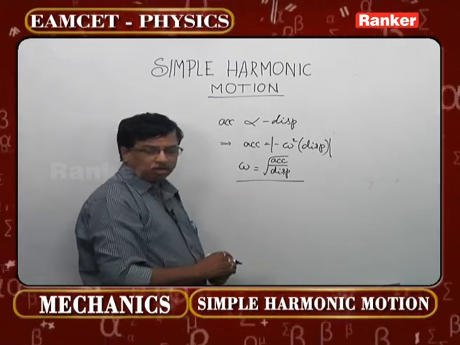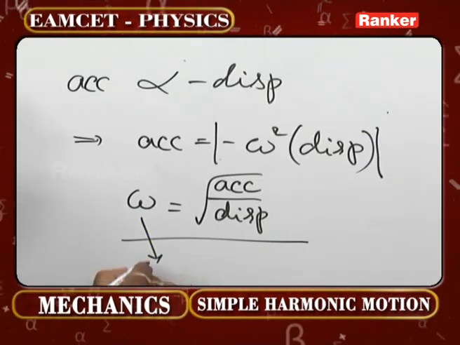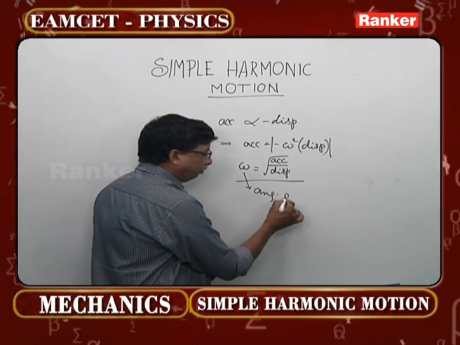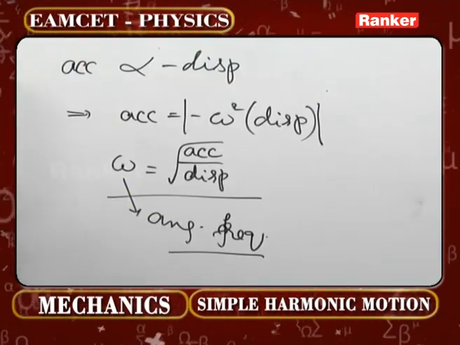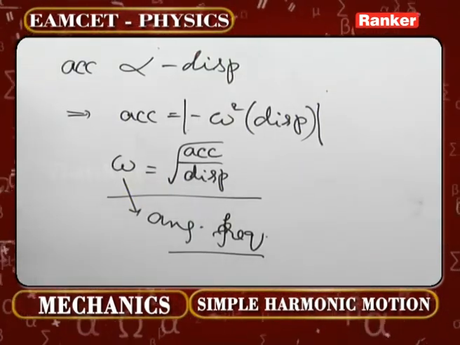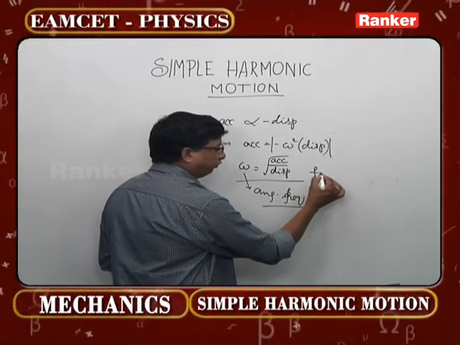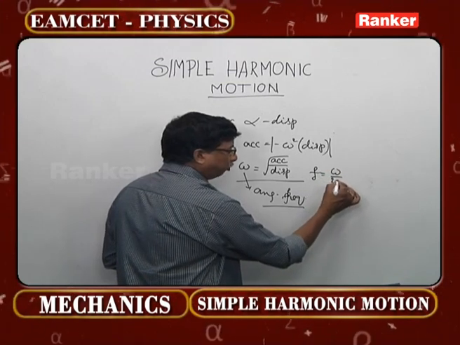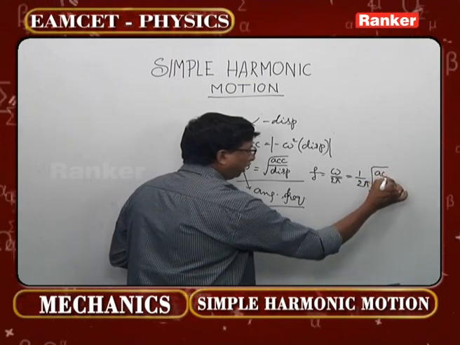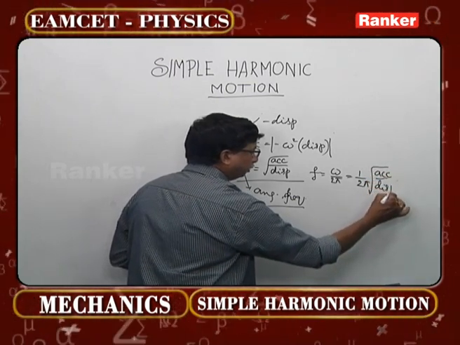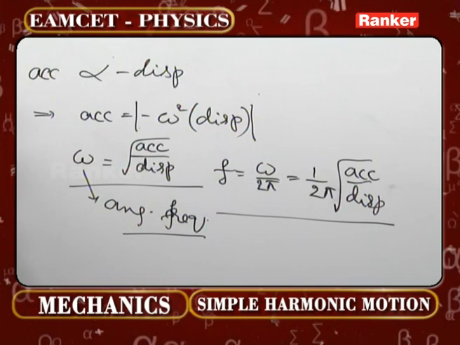What is this omega called? In fact, it is called angular velocity. But in this particular chapter, we can even call it angular frequency. That is actually the name we used to give to this. When omega is equal to under root acceleration by displacement, automatically the linear frequency, which is omega by 2 pi, now becomes 1 by 2 pi under root acceleration by displacement. So this is the frequency equation for a particle or a body which is in simple harmonic motion.